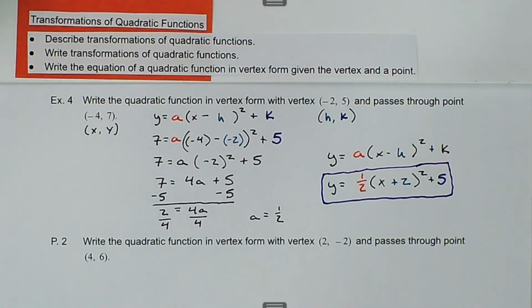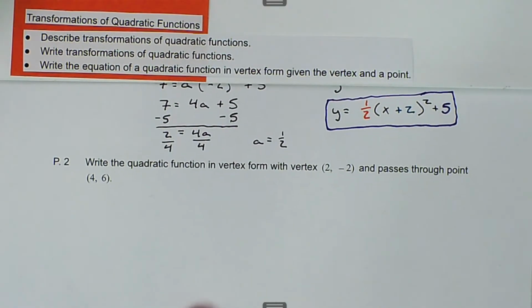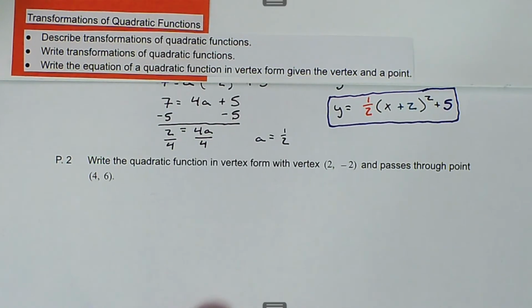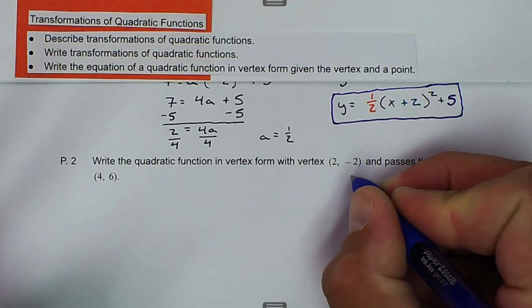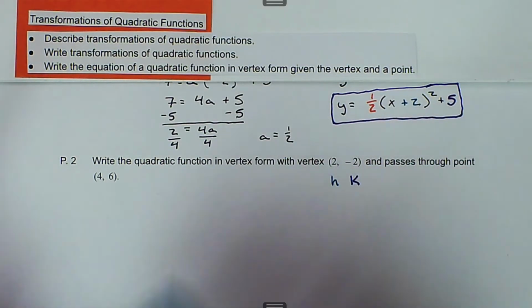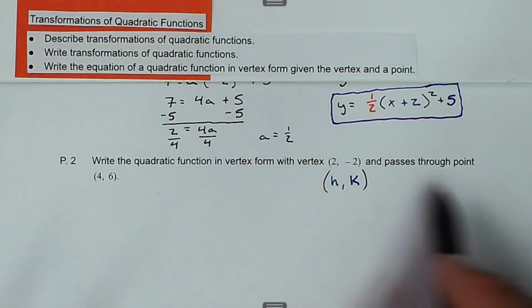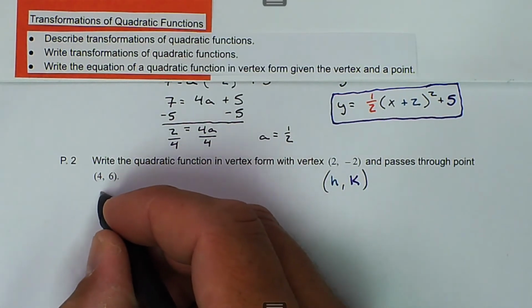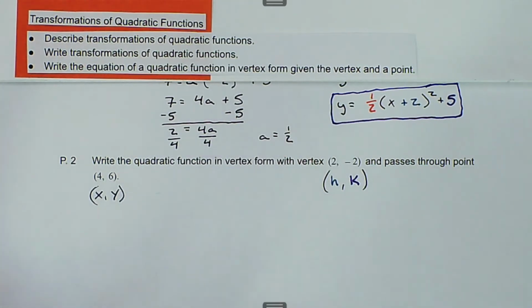Then we have another example. It says, write the quadratic function in vertex form for the vertex of 2, -2. So we have our h and our k. And then that passes through the point 4, 6. That's our x, y, and we're still looking for our a value.